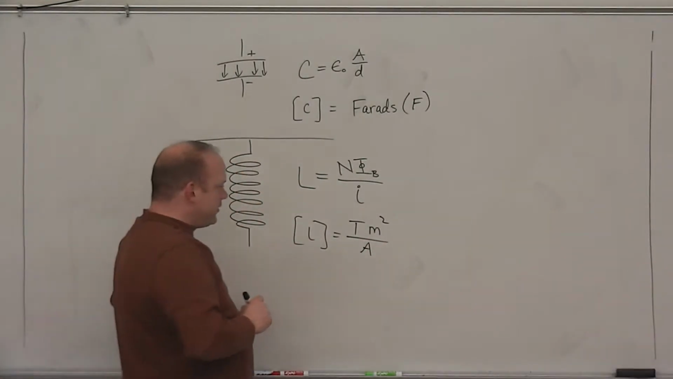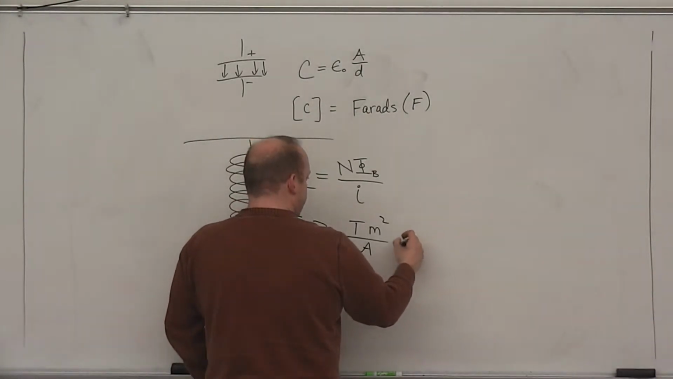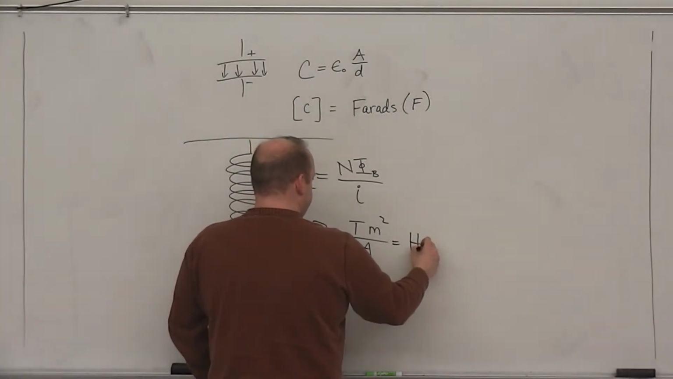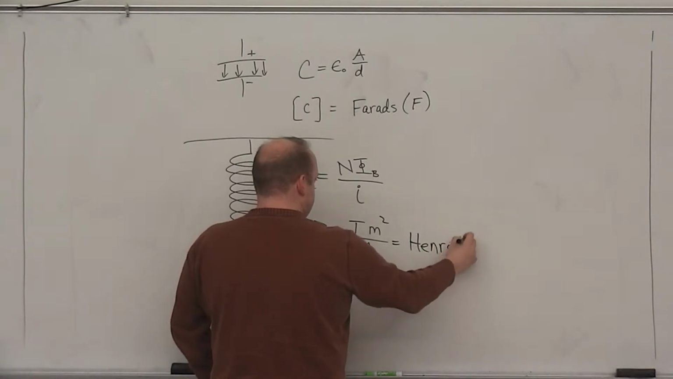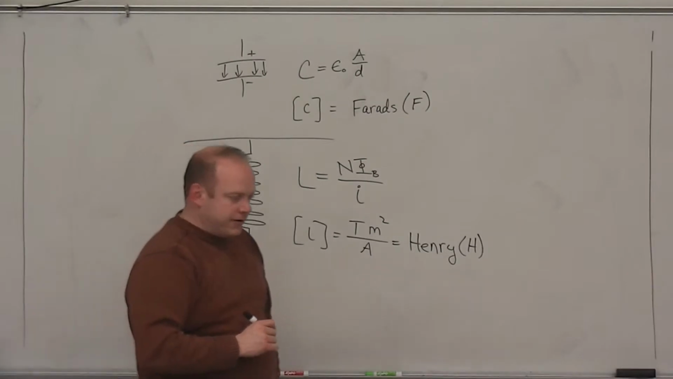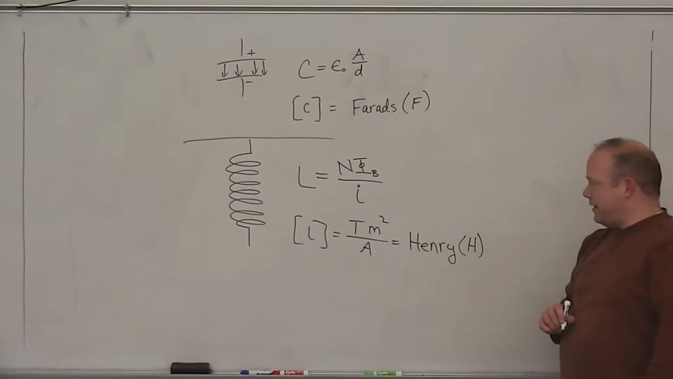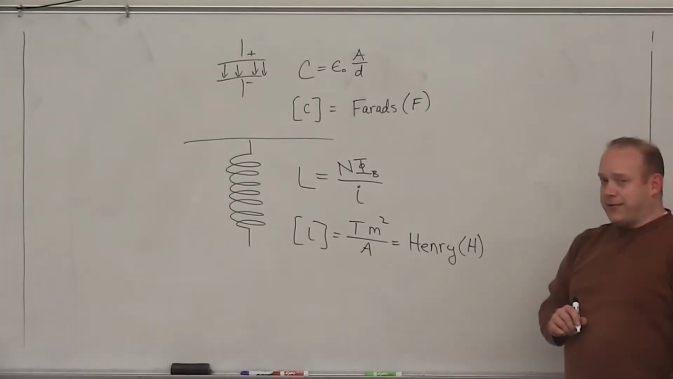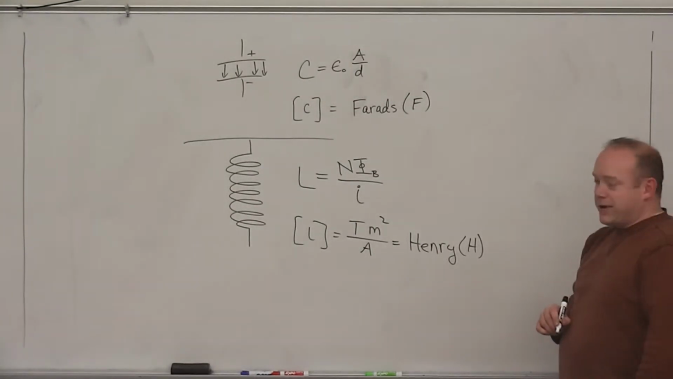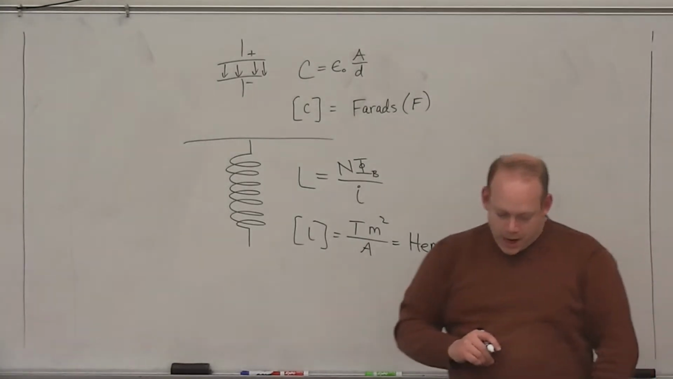Now, it makes sense. Name this after somebody famous, semi-famous, Henry, with the capital H, after an American scientist with the last name Henry, who did a lot of the same stuff that Faraday did, but Faraday got the law named after him. Henry got a unit named after him. I think Faraday made out a little bit better.